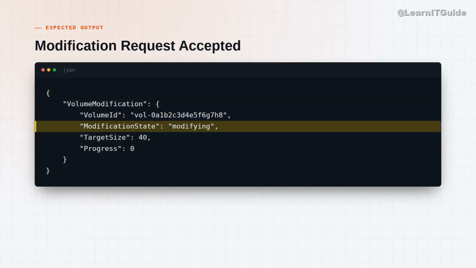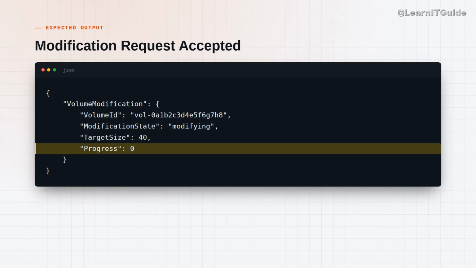The output shows the state is now modifying. The progress starts at 0. AWS is now working in the background to expand the underlying physical storage blocks. Your instance will not experience any downtime, but you might see a slight increase in I/O wait times if the volume is heavily utilized. Just be patient, as this can take a few minutes depending on the volume type and size.